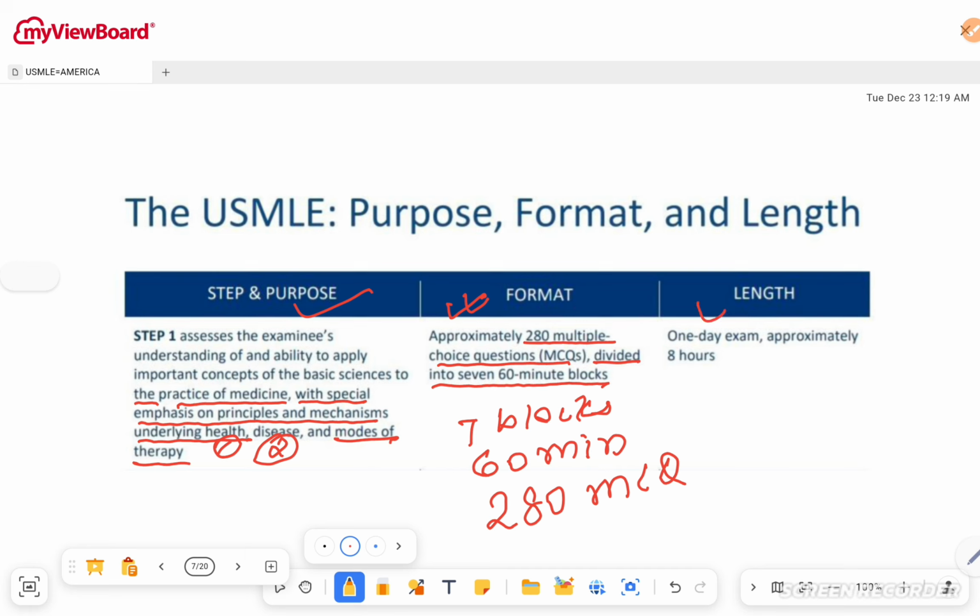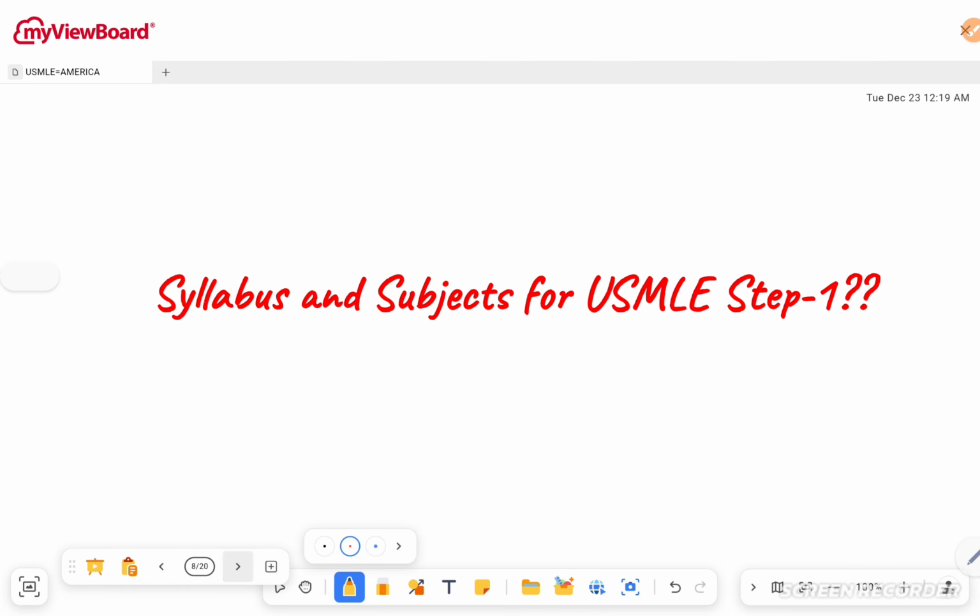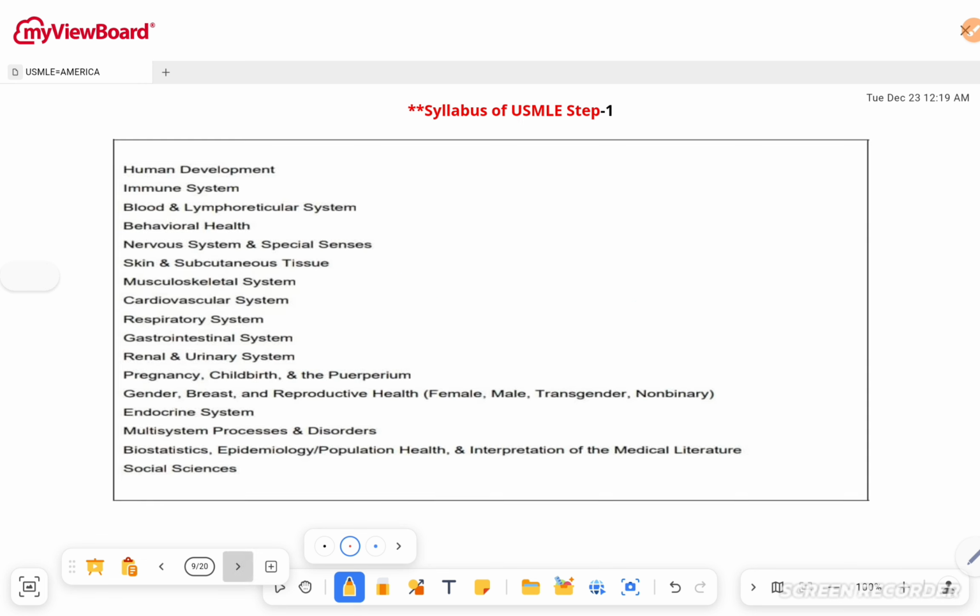And now we'll discuss the length. See, this is a 1-day exam. NEET PG is a 3-hour exam, but this is a 1-day exam. Approximately, we need 8 hours a day. Clear? Purpose, format, and length we have discussed. Now we'll discuss the syllabus and subjects for the USMLE Step 1 exam. It is very important to understand.